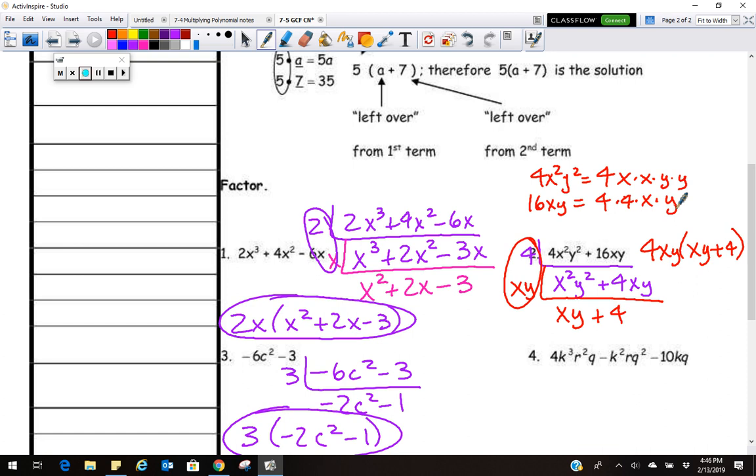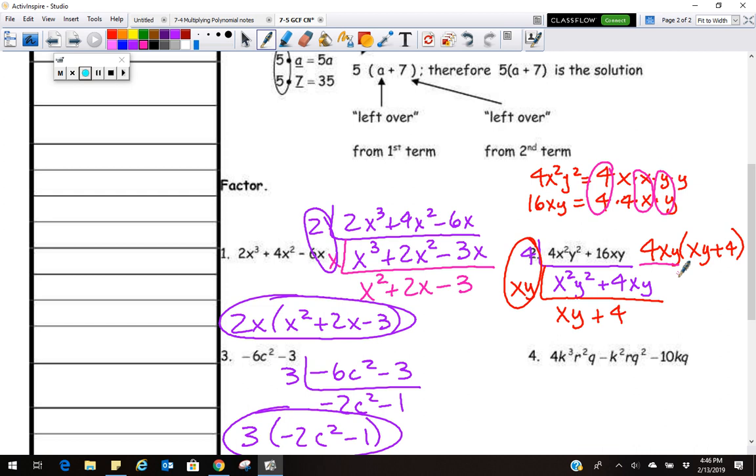What do they have in common? They each have a 4, they each have an x, and they each have a y. 4xy, that's what was on the outside right here. What's left over? xy is left on the top, so that's what comes in first, and then a 4 on the bottom. So I prefer the upside down division. It just makes it simpler for me.